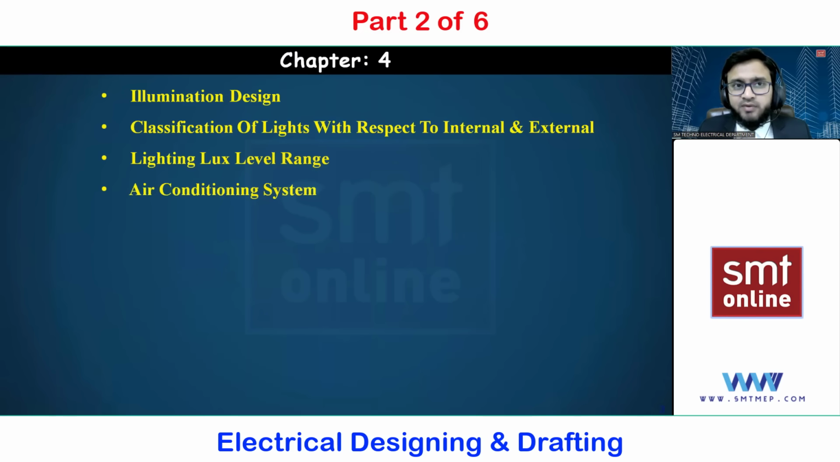Basically, in the field of electrical engineering, lighting plays a major role, because with the help of lighting only, we provide the aesthetic appeal in the project. This illumination design has been classified into different areas. You can see the lighting fixtures are classified in terms of internal area and exterior area. So how to find out the number of lighting fixtures for the interior area, and how to find out the lighting fixtures for the exterior area.